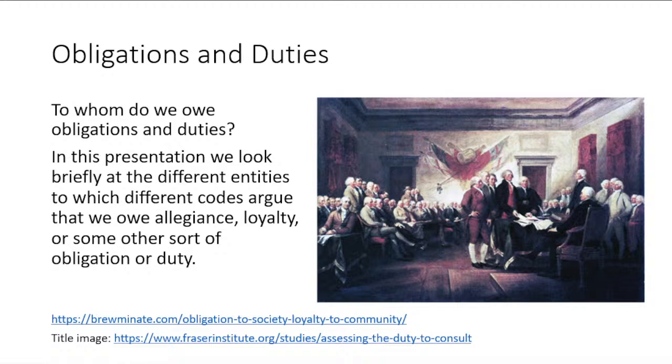And it's sort of getting hard to stay zeroed down on our topic because we might start looking at learning and teaching, but we end up looking at the broad scope of obligations and duties as they're instantiated in ethical codes across society. In this presentation, what we're going to look specifically at are the different entities, or perhaps more accurately, the different types of entities to which the ethical codes argue that in some way we owe an allegiance to, a loyalty to, or a duty to in some sort or another.